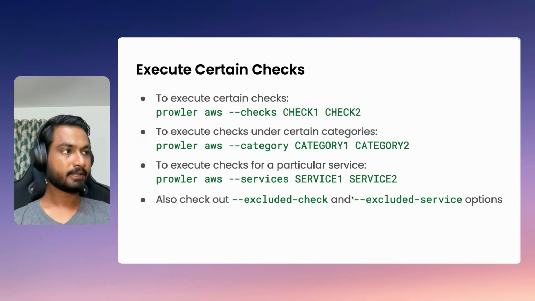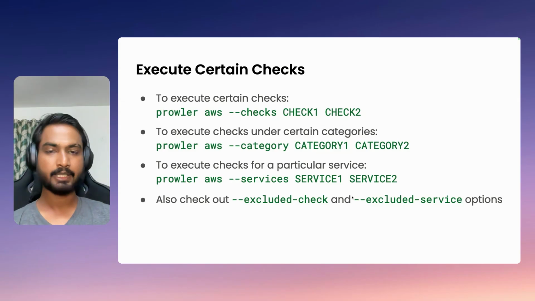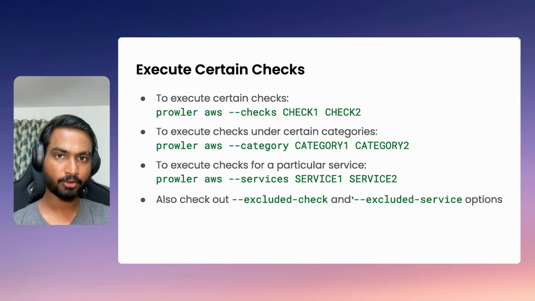And there are 2 other interesting options. One is excluded check and excluded service. This is the negated version. Let's say you want to execute all the checks excluding one, or you want to execute all the checks for all the services excluding a single AWS service, then you can use these options.